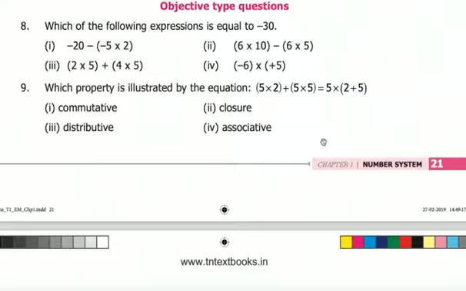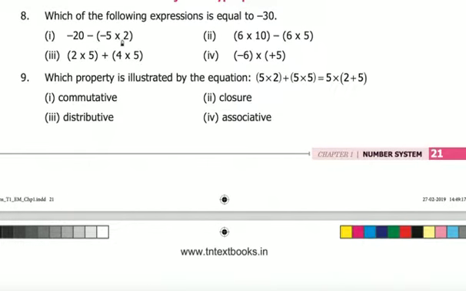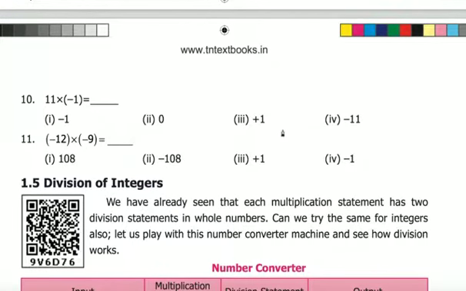Which of the following expressions is equal to minus 30? Yeah, this is equal to minus 30, right? This is also equal to minus 30. Which property is illustrated by the equation 5 into 2 plus 5 into? Distributive, right? Minus 11, right?